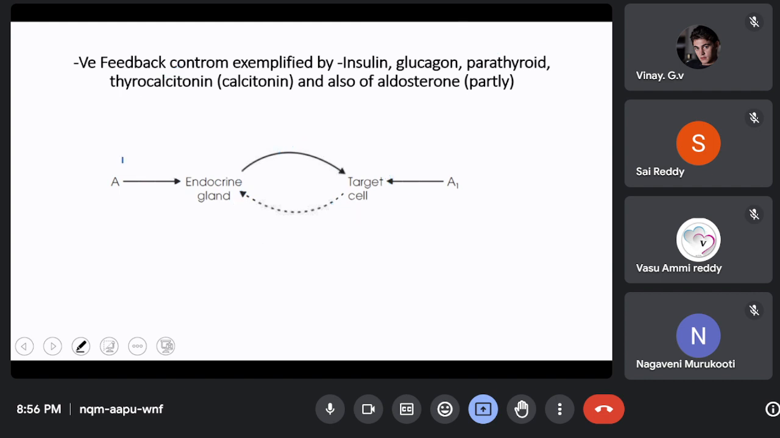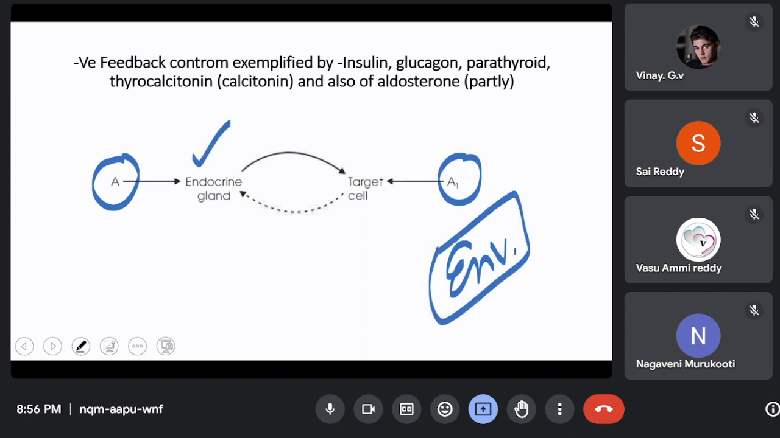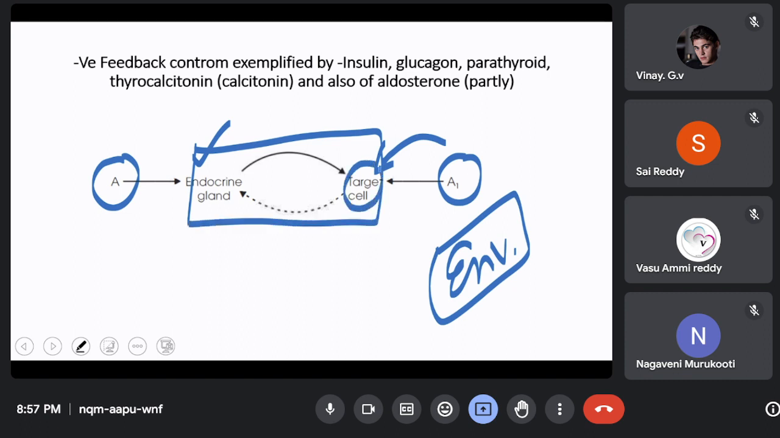And here we are referring to two things, A and A1. These are not related to negative feedback mechanism at all. These are different factors. It can be environmental, it can be any other thing. One has an impact on endocrine gland, the other has an impact on target cell. Okay, so this is negative feedback mechanism, where the hormone that is secreted by the target cell influences the endocrine gland, so that the concentration of the hormones, if it is decreased, this increases. If it is increased, this decreases. Thus, it is an example for negative feedback mechanism.